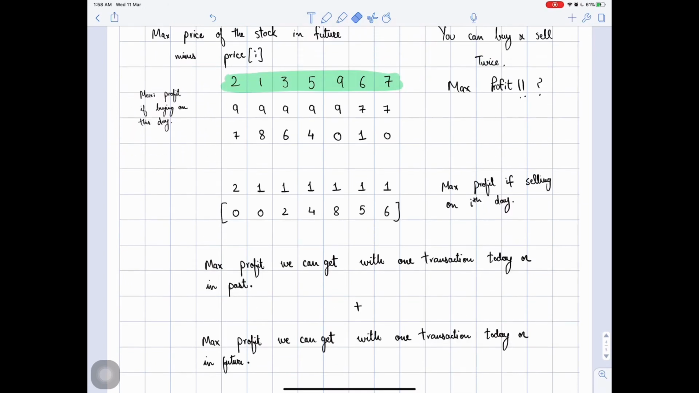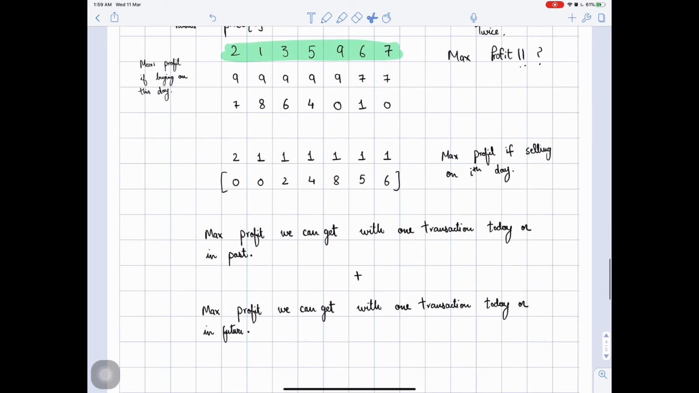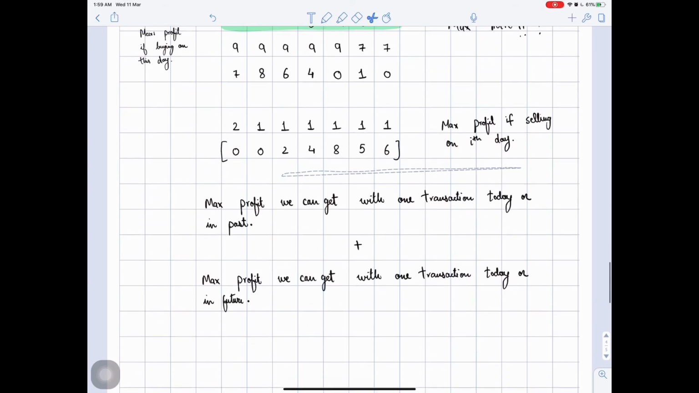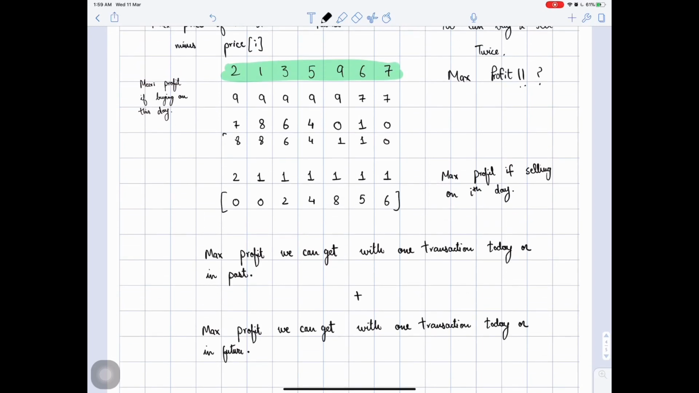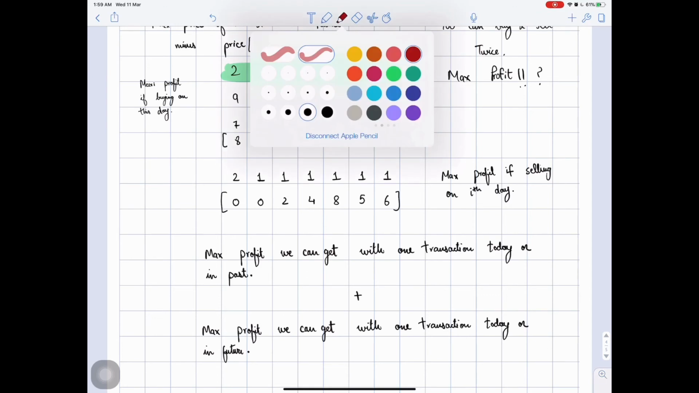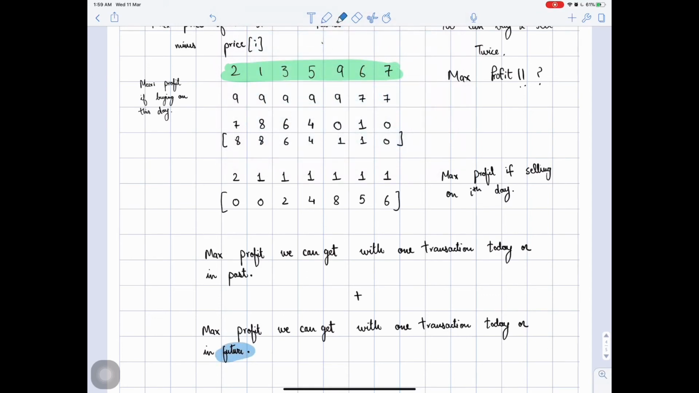On the last day, what is the maximum profit that we are getting? 0. On the second last day, we are getting 1, and the max till now is also 1. On the third last day, we are getting a profit of 0, but the max from this day onwards is 1, right? So what we are doing is calculating the max and persisting it. So 0, 1, 1, 4, 6, 8, 8. Now mind you, this array signifies the maximum profit if you buy on this day or if you buy afterwards. This is the same as what we wanted to find in the future: the max profit if we do one transaction today or in the future.